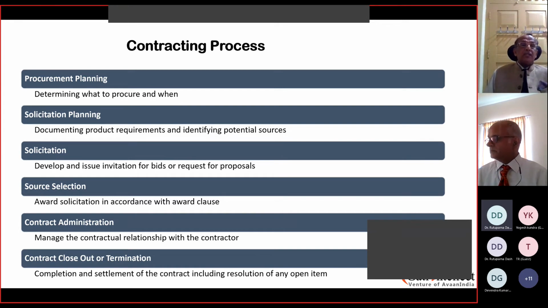Then comes solicitation. Develop and issue invitation for bids or request for proposal. Okay, right. This is what we saw in the first session where we were talking about contract charter. And we also had a look at RFP as well as RFQ. Then source selection: award solicitation in accordance with award clause. Then comes contract administration: manage the contractual relationship with the contractor.